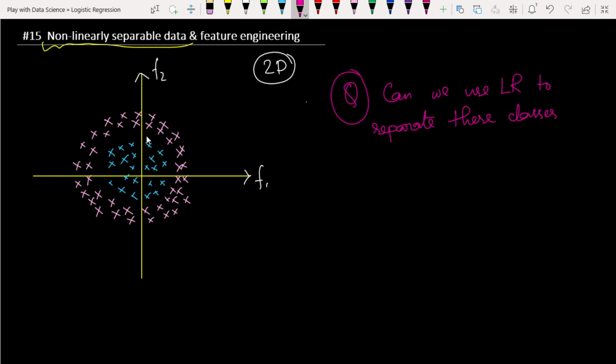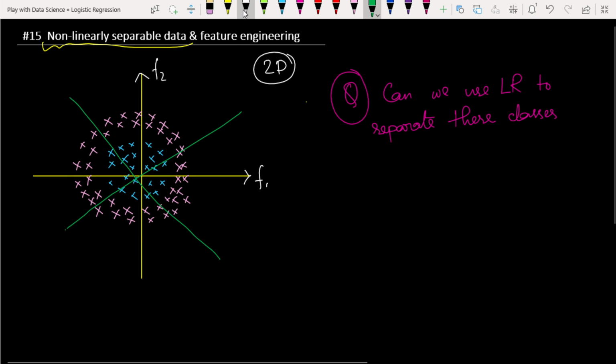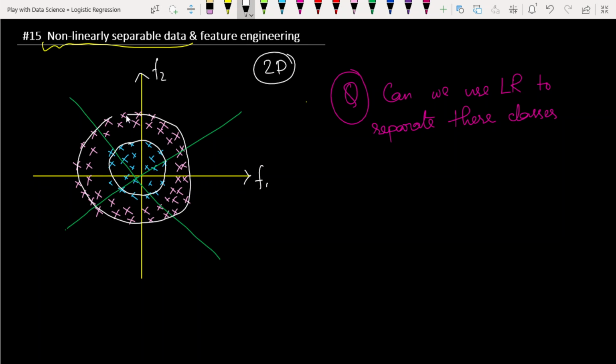Now, if we want to draw a plane to separate this data, suppose we draw a plane like this or this, it is impossible to separate these two classes. The best separator here is this non-linear separator, that is two circles. If we use these two circles, then it is perfectly classified. But drawing a plane, it is impossible to separate.